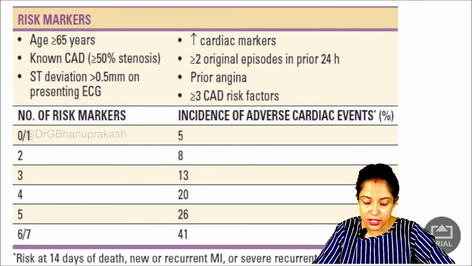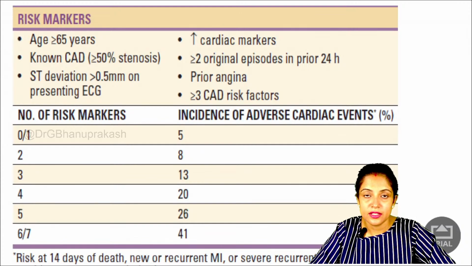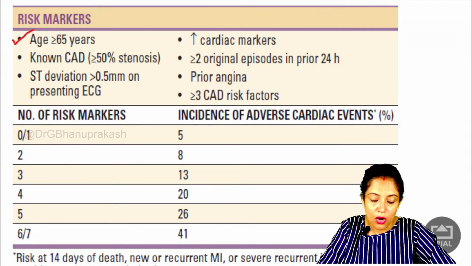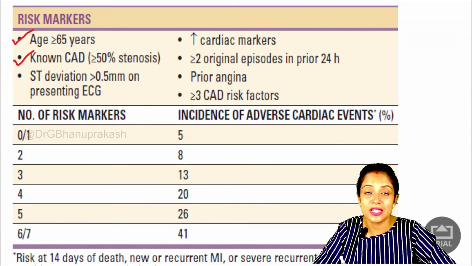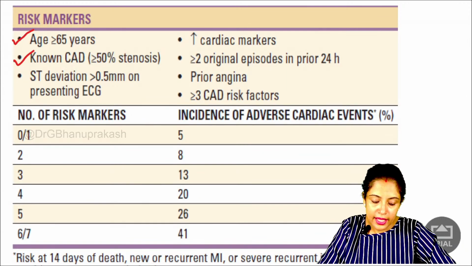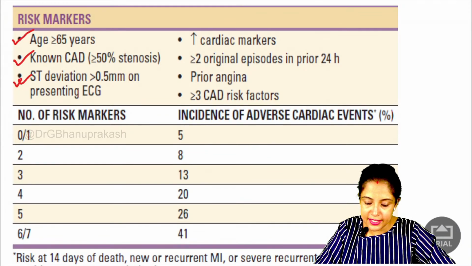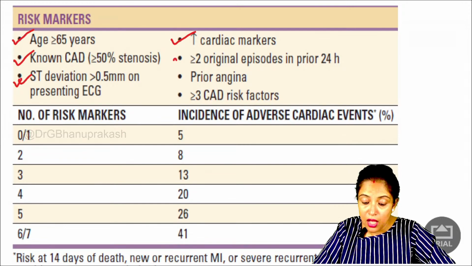That is again important. There are certain parameters in the TIMI risk score, and depending on the parameters, certain points are given. The parameters are: age 65 or more, known coronary artery stenosis of 50% or more, ST deviation of more than 0.5 mm on presentation, elevated cardiac marker, 2 or more episodes of angina in the prior 24 hours, prior aspirin use, and 3 or more CAD risk factors.